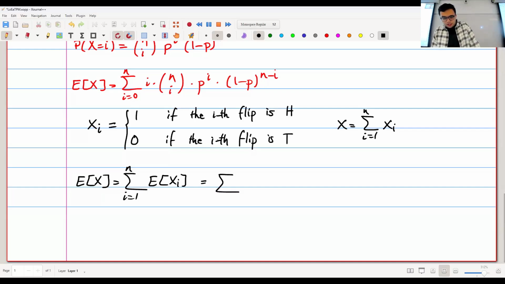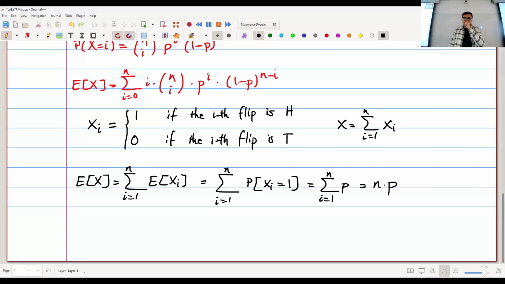So this is the sum for i from 1 to n of the probability that Xi is 1. Xi is 1 if the i-th flip is heads. But we said that our coin gives us heads with probability p. So the probability that Xi is 1 is just p. So this is just the sum of p for i from 1 to n, which is summing up p n times, so this is n times p.